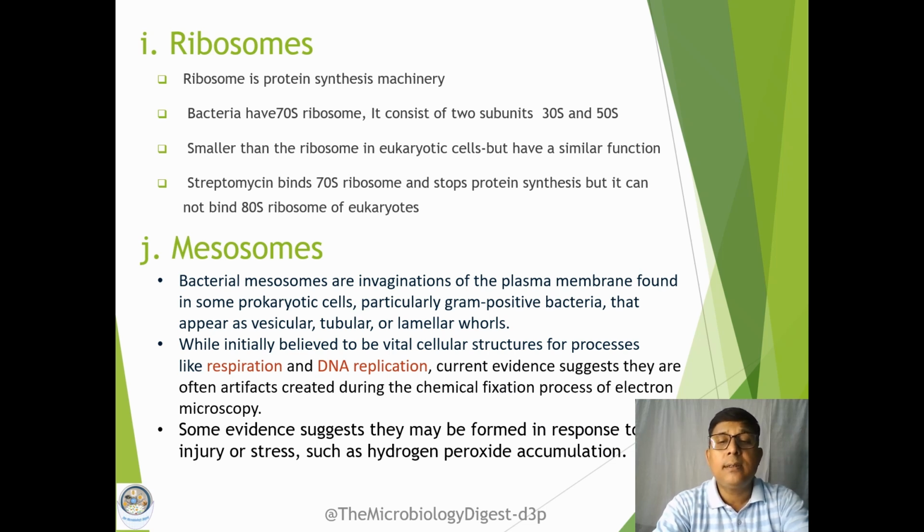So the next component is the mesosomes. Mesosomes are invaginations of the plasma membrane. They are mostly encountered in gram positive bacteria, and they are formed by the folding of the cytoplasmic membrane, so they appear as vesicular structures, or sometimes as tubular structures.